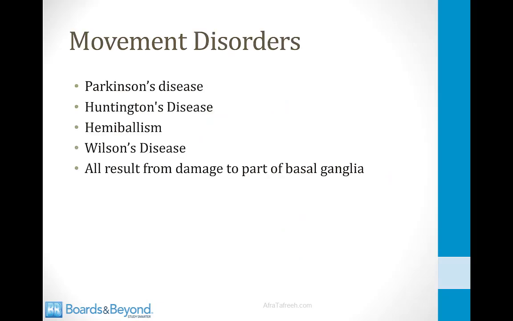So since the basal ganglia's job is to inhibit the thalamus, any damage to the basal ganglia will result in unwanted movement. The thalamus will be freed when you don't want it to be free. So all these movement disorders occur because there's damage to the basal ganglia: Parkinson's, Huntington's, hemiballism, Wilson's disease. When you lose the basal ganglia's inhibition of the thalamus, you get unwanted motion.